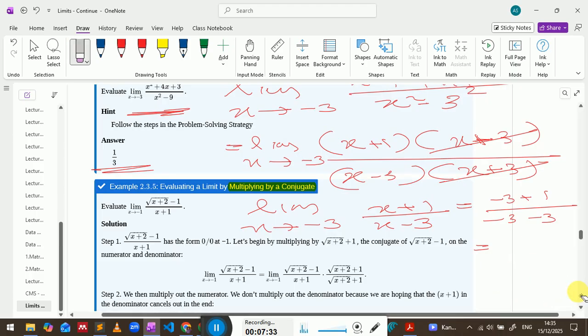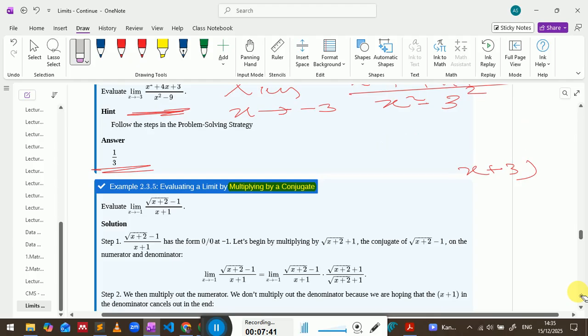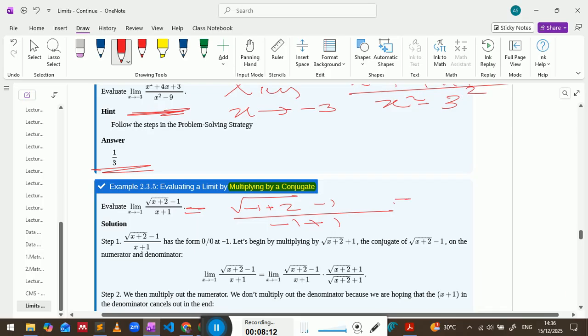I already explained that in some scenarios we cannot apply factorization techniques to find the answer. In that situation, the second technique we can apply is for when your expression has any square root values. If you look at this example, limit x approaches minus 1, here also we cannot directly find the answer. If you directly substitute, we get square root of minus 1 plus 2, minus 1, over minus 1 plus 1.